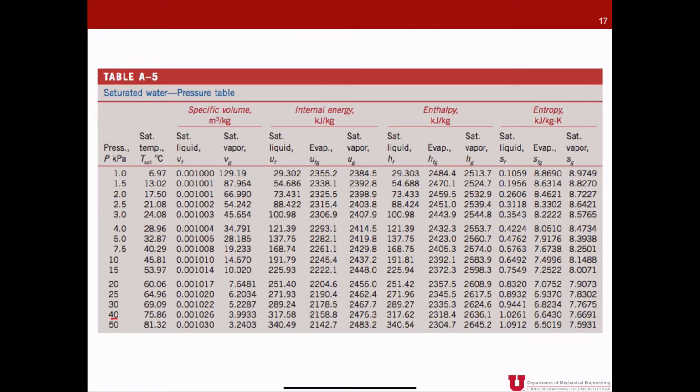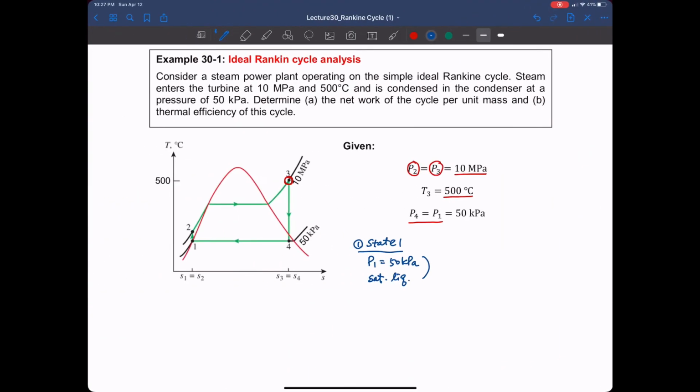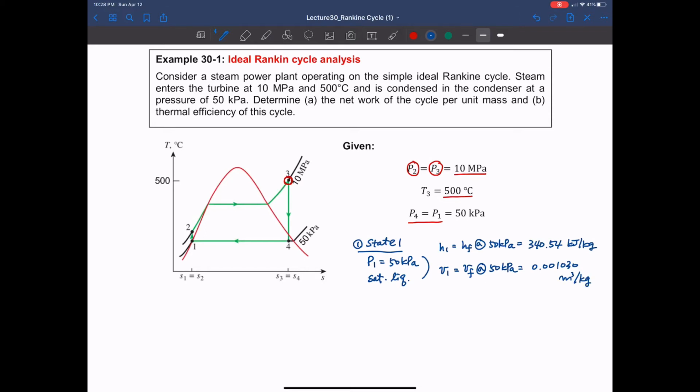At 50 kilopascal, what you can see is that we have specific volume, and we don't have to worry about the internal energy, but we need enthalpy. And even though we don't need it, we can also find the entropy. Okay, so let me write those values here. Now we know h1, that is saturated liquid at 50 kilopascal, that is 340.54 kilojoule per kilogram. And we also know the specific volume at 1, that is 0.001030 meter cubed per kilogram. So that is the properties at state 1.